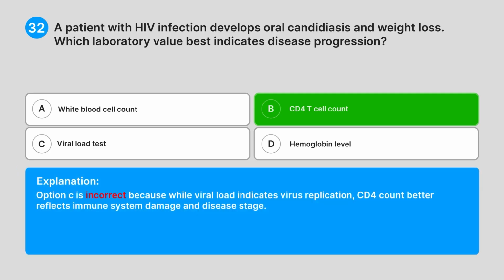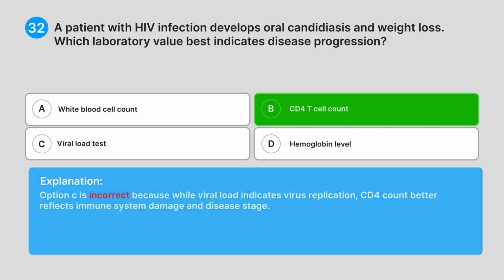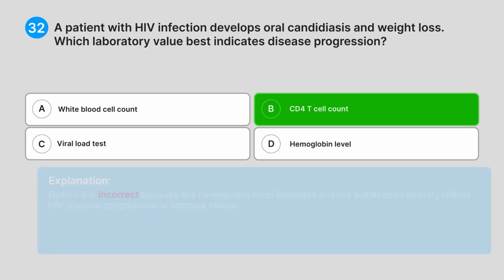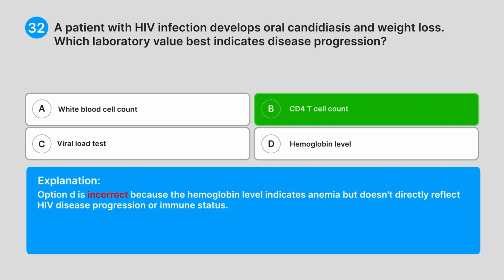Option C is incorrect because while viral load indicates virus replication, CD4 count better reflects immune system damage and disease stage. Option D is incorrect because the hemoglobin level indicates anemia but doesn't directly reflect HIV disease progression or immune status.